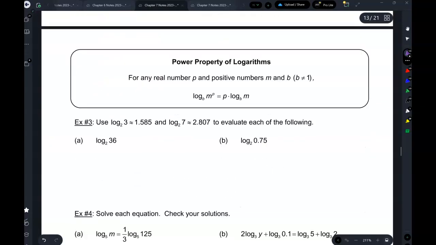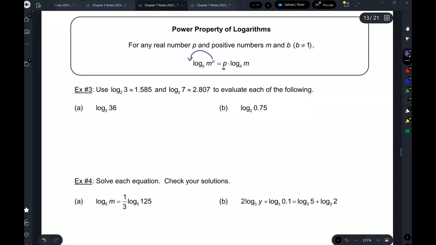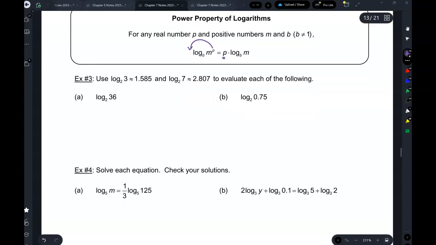Next, we have the power property, which says if you have log base b of m to the power of p, that p moves down and becomes a coefficient of the logarithm. Again, same situation, log base 2 of 3, log base 2 of 7. Now we have to do log base 2 of 36. With a more complicated number like that which has several factors, it's nice to do a factor tree. I'm just rewriting. I'm not really doing a lot of math here.